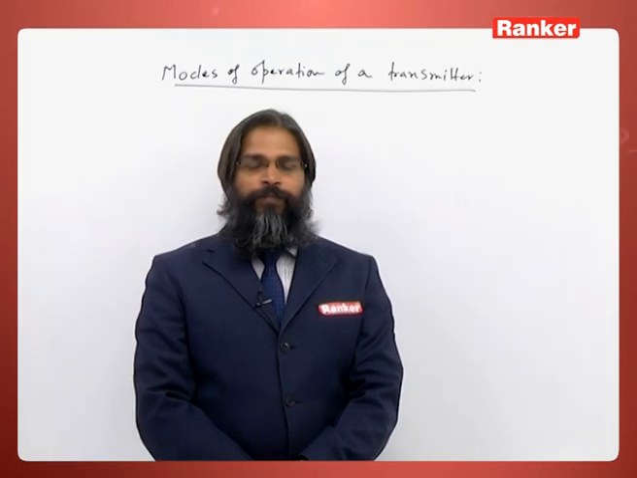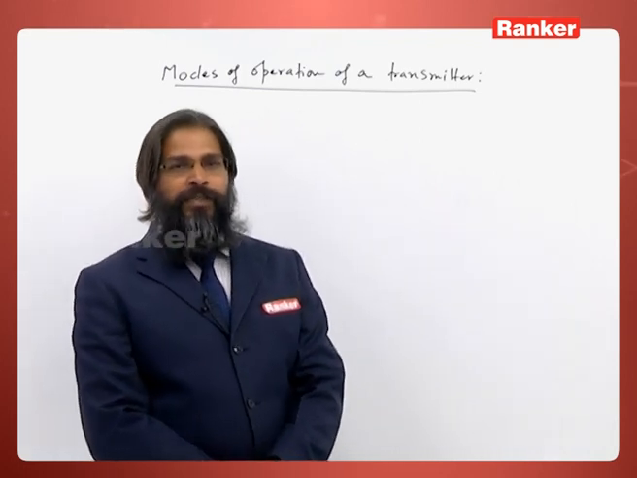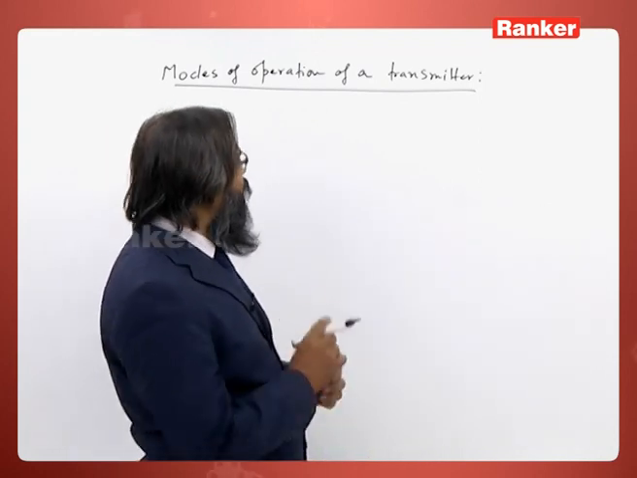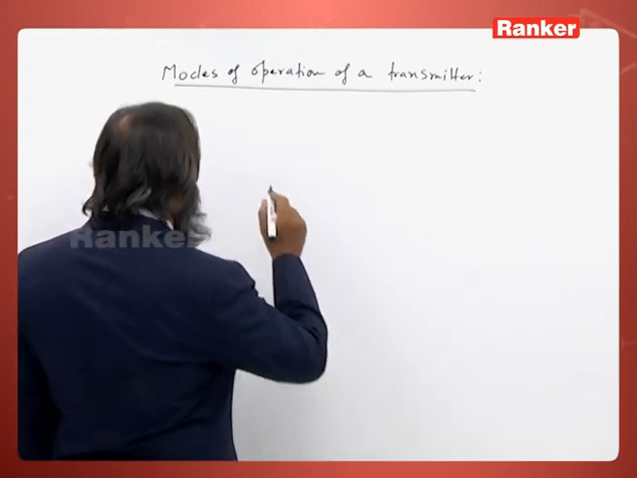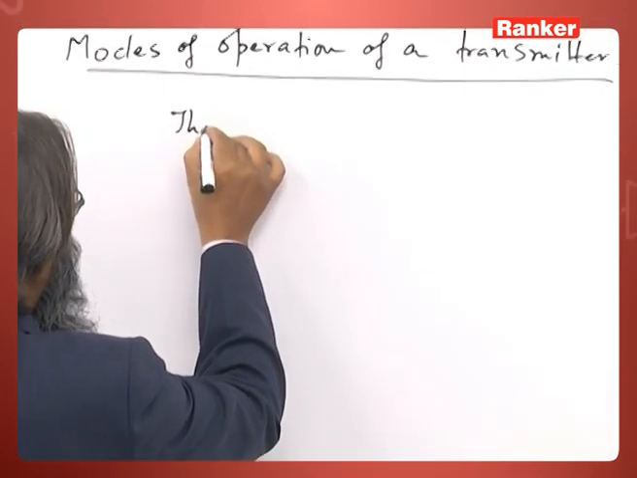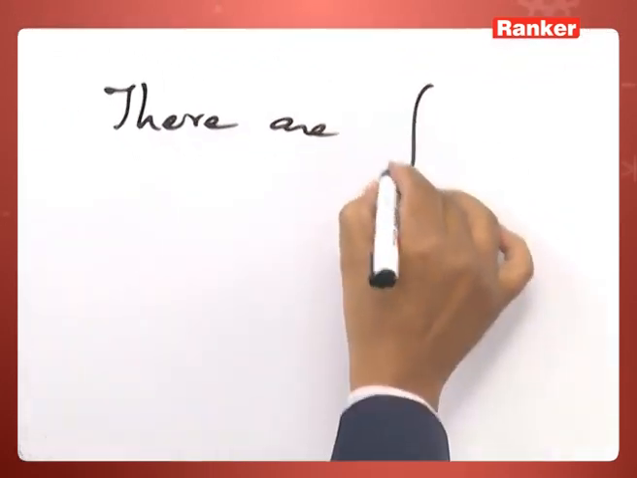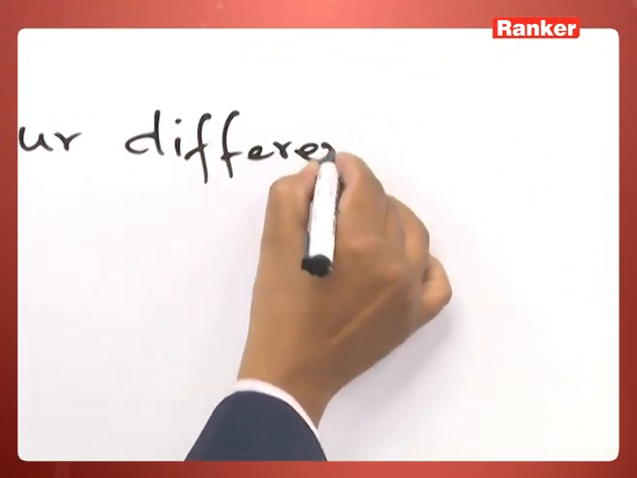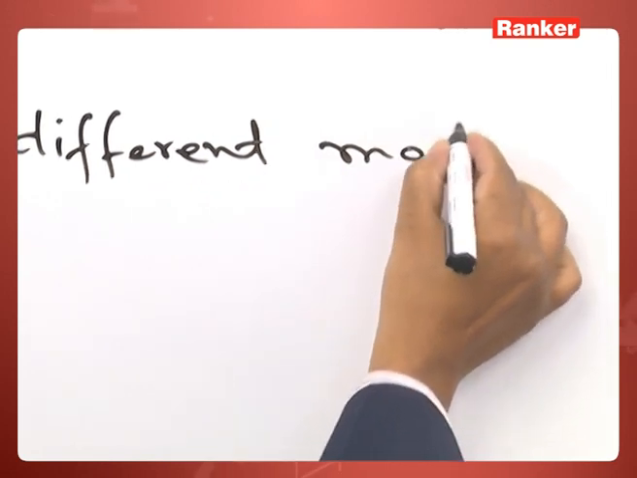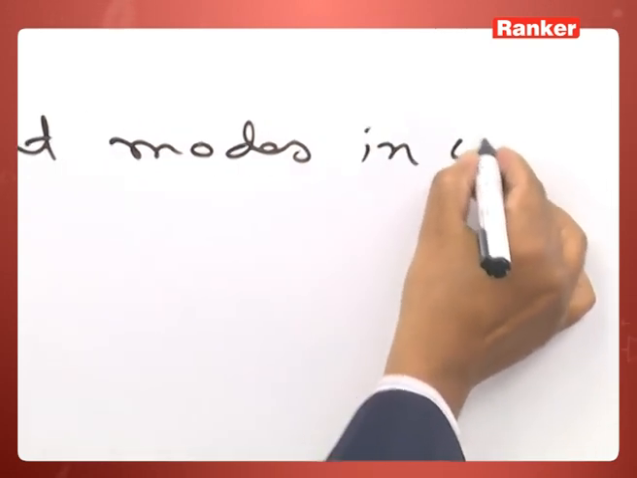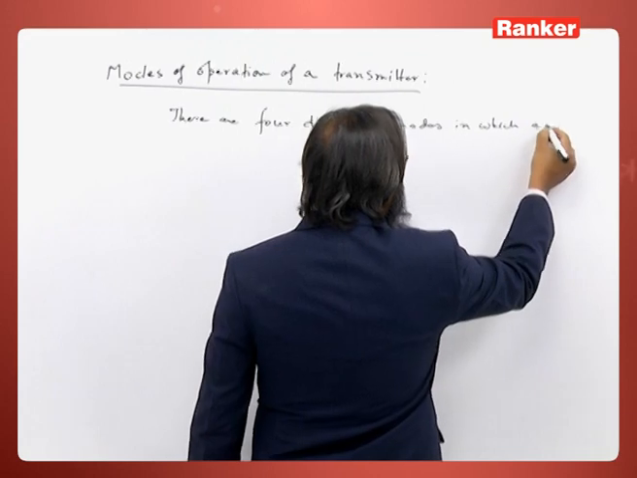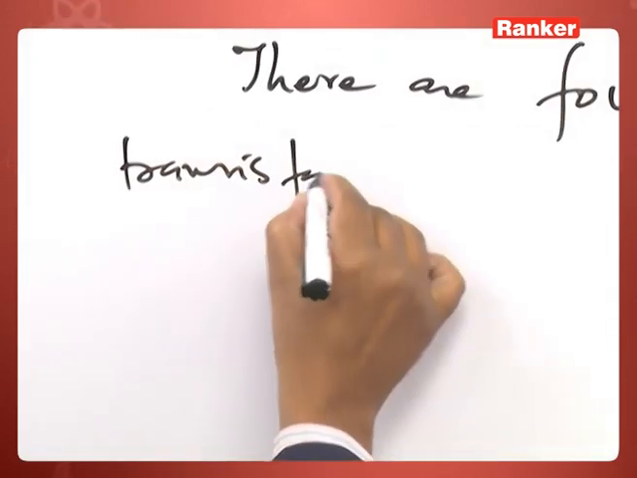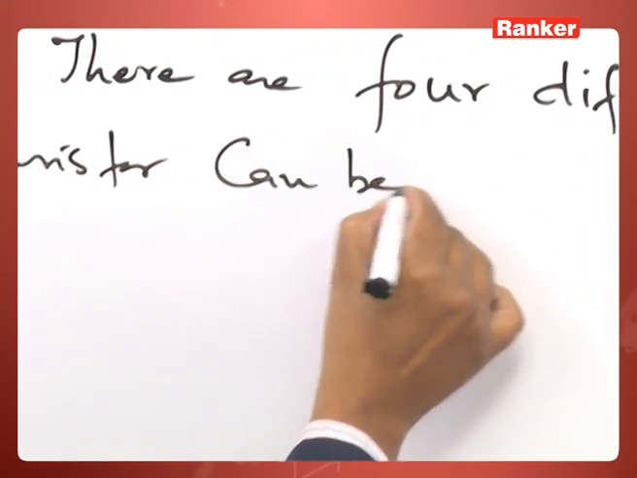Now, there are 4 different modes in which the transistor can be used. So, modes of operation of a transistor. There are 4 different modes in which a transistor can be used.